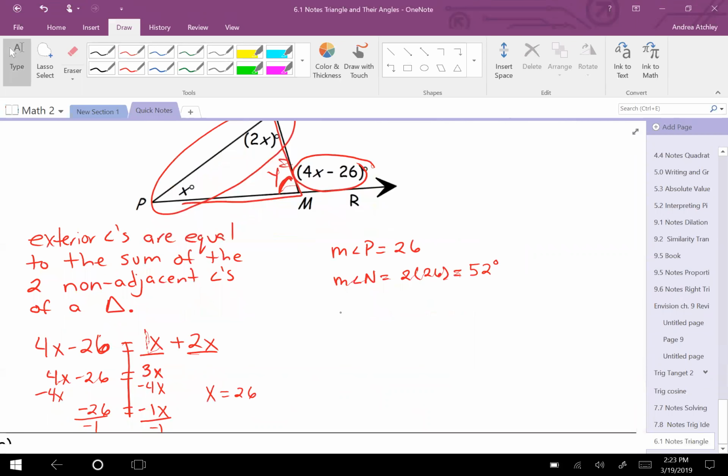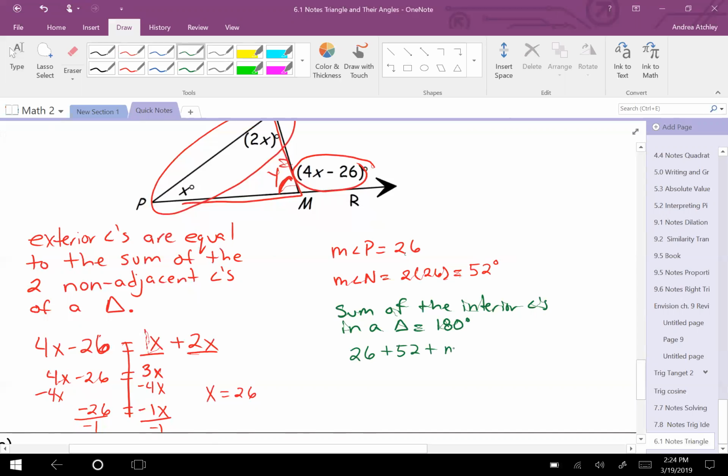So now, the sum of the interior angles in a triangle equals 180 degrees. Sorry, again, my pen's starting to drag again. So we found two of the angles, 26 and 52. So 26 plus 52 plus the measure of angle NMP is equal to 180 degrees.